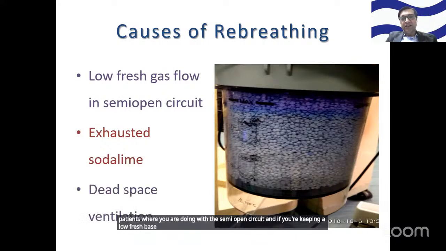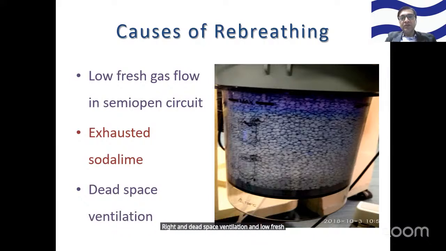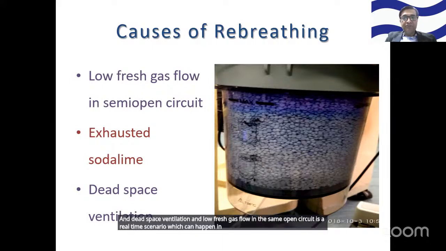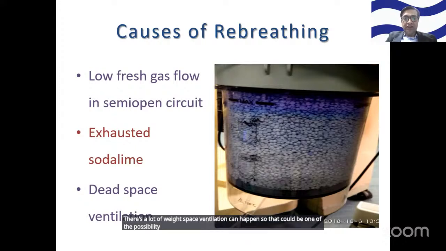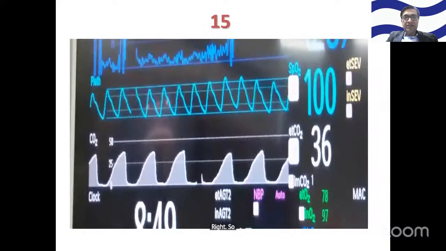or it could be dead space ventilation, right? And dead space ventilation and low fresh gas flow in a semi-open circuit is a real-time scenario which can happen in a pediatric patient. Because pediatric patients have a lot of connections, the T-piece length and the circuit length, a lot of dead space ventilation can happen. So that could be one of the possibilities of rebreathing, right? So that's very nice. Fine.